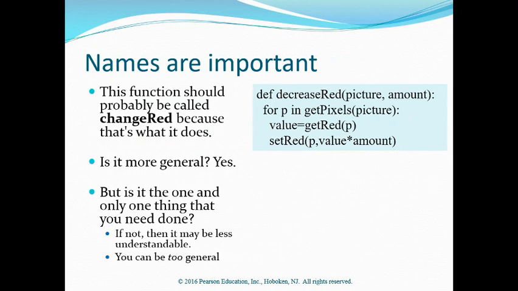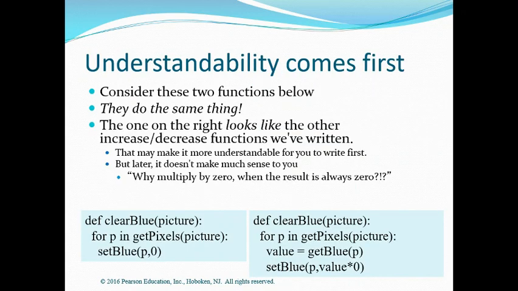So names are important. This function should probably be called change red because that's what it does, right? It doesn't just decrease the red because you could put a big number in there as well. Is it more general? Yes. But is it the one and only thing that needs to be done? If not, then it may be less understandable. You can be too general.